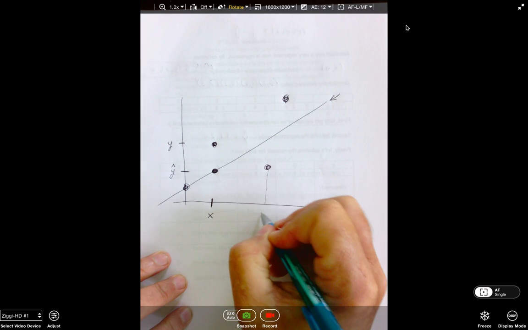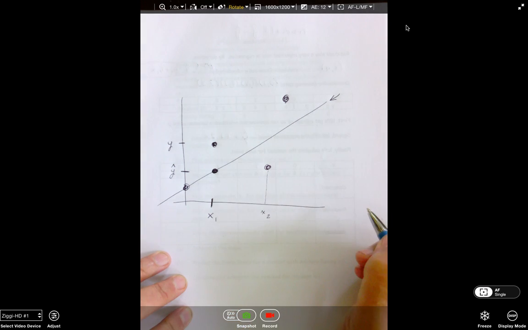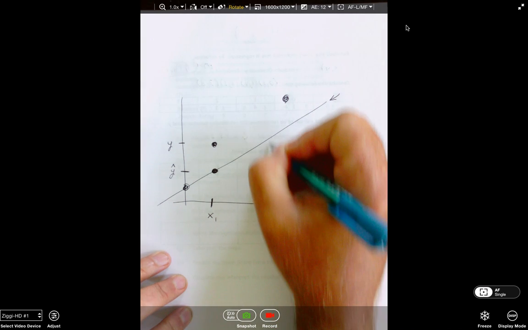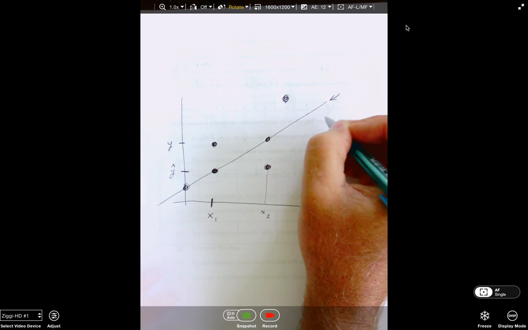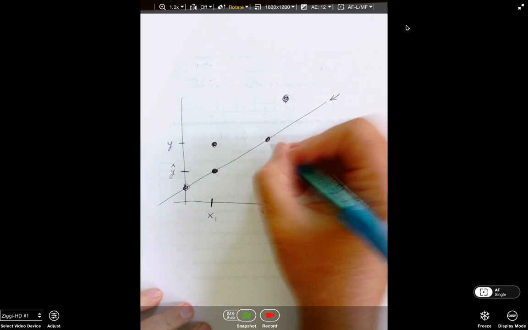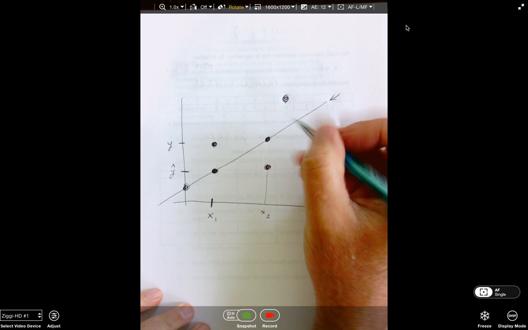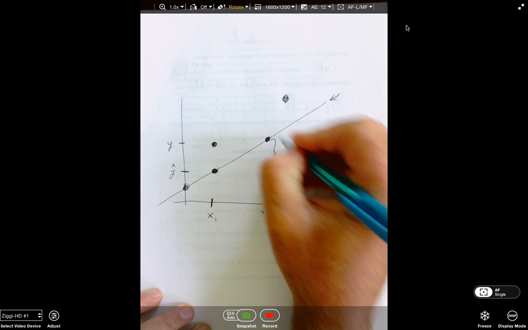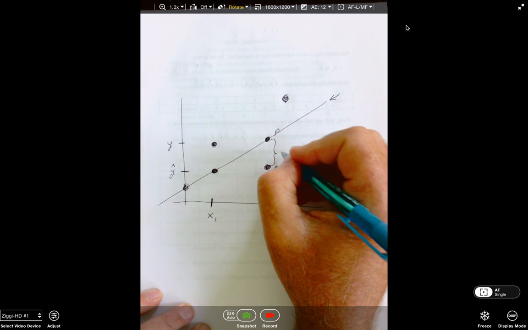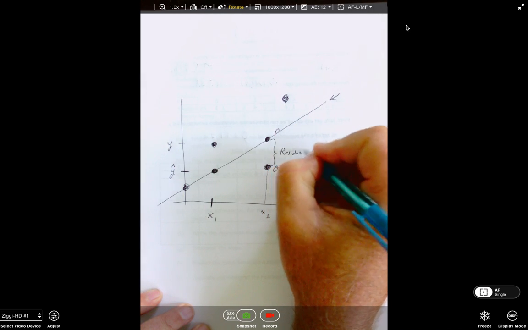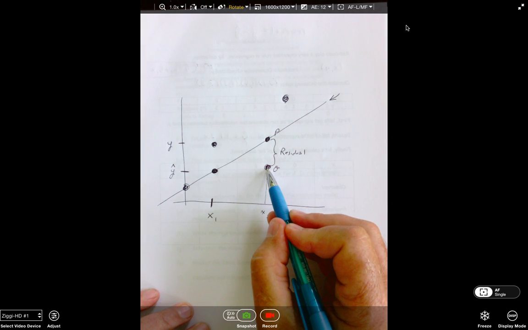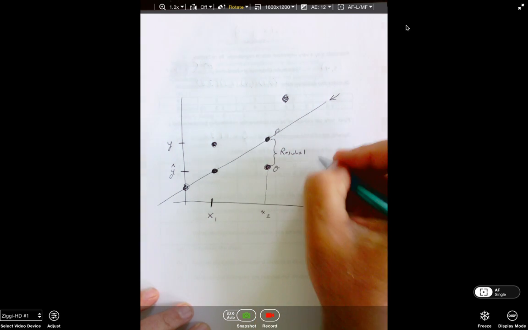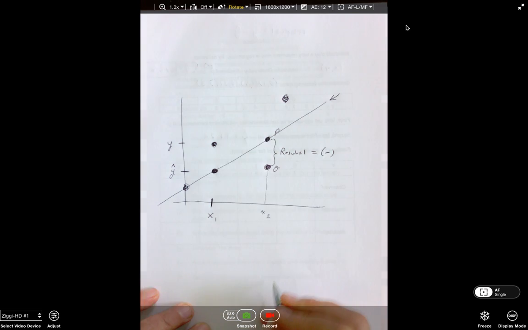Same thing over here. I've got an x value right here. Let's call this x1 and x2 so we know they're different. This is the point that we observed, but if I put this x2 into my formula here, y hat equals b0 plus b1x, then I get the predicted value. So the difference between the observed y and the predicted y is nothing more than the residual. Since our observed y has a value that is less than our predicted y, we would have a residual here that is negative.